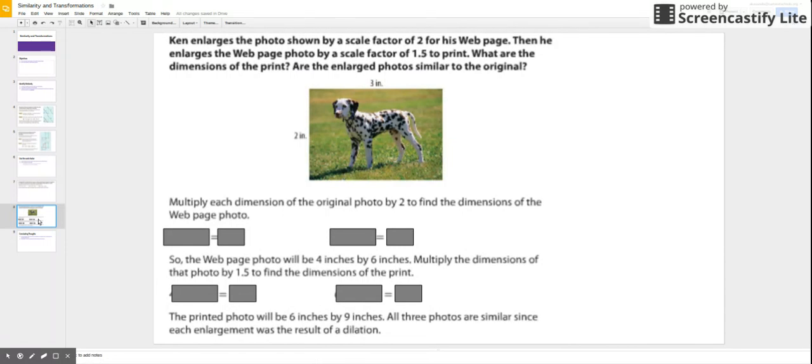Let's look at our next example. Ken enlarges the photo shown by a scale factor of 2 for his web page. Then he enlarges the web page photo by a scale factor of 1.5 to print. What are the dimensions of the print? Are the enlarged photos similar to the original?